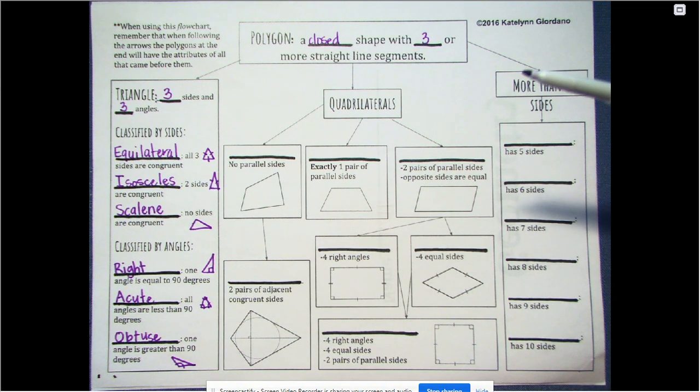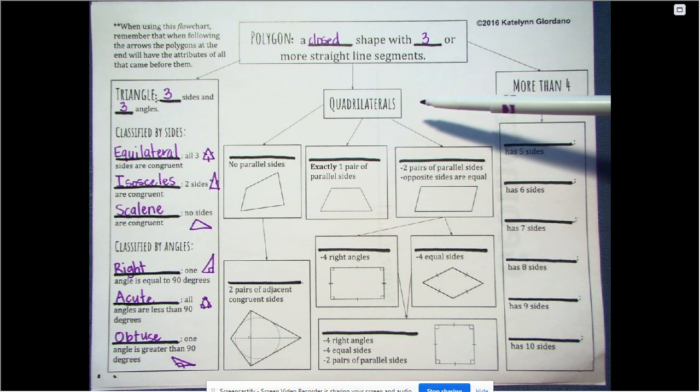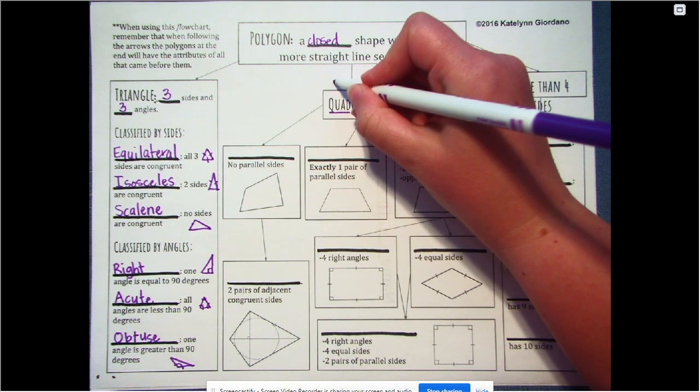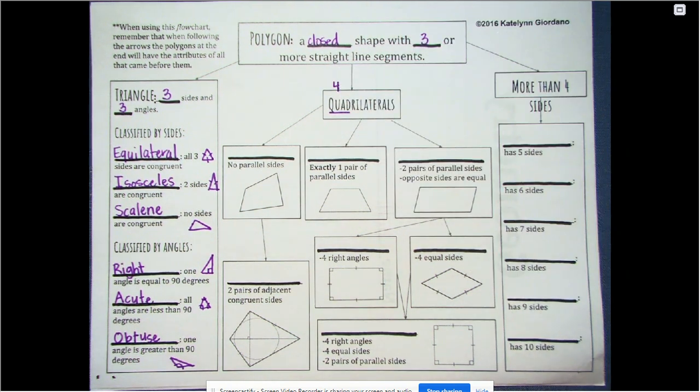Our second group of polygons is going to be quadrilateral. And when we hear the word quad, we're going to think 4. So if you think about a quadrant, or a quadruped, which is an animal that walks on 4 legs.